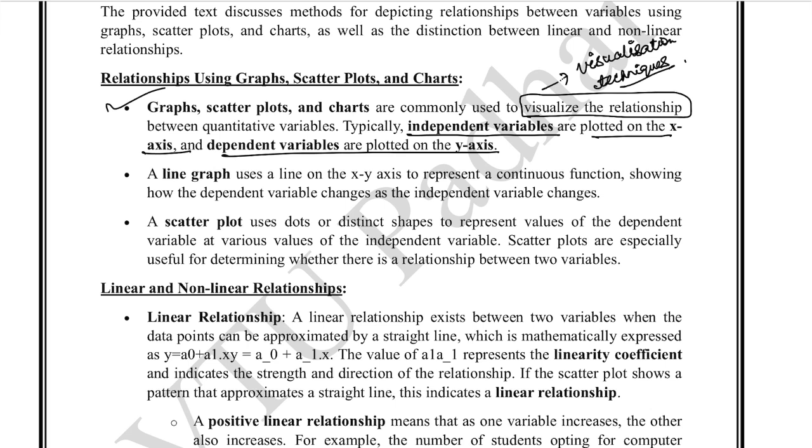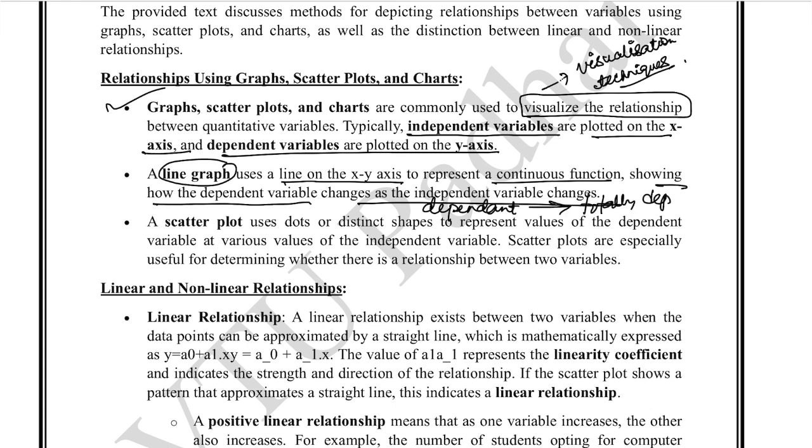Now, a line graph uses a line on the xy axis to represent a continuous function, showing how the dependent variable changes as the independent variable changes. That means the dependent variable totally depends on the independent variable.